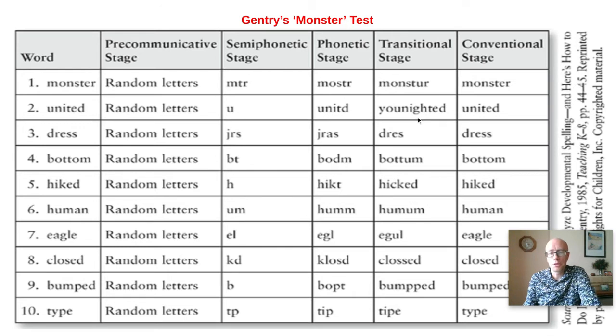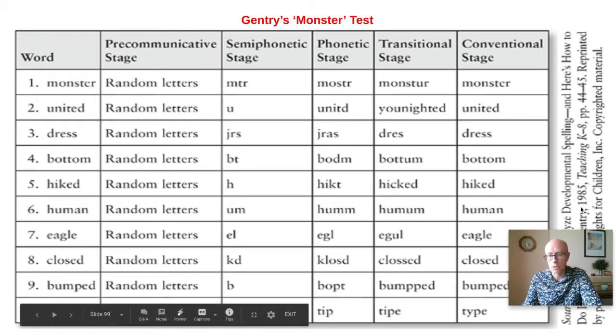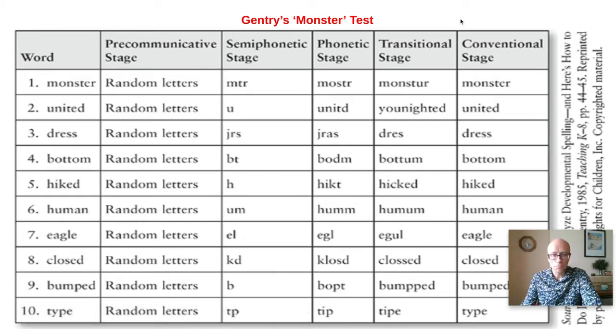Well, the parents should be celebrating there, because what this shows is this child is trying to use analogy. They've thought of the way that other words are spelled. They're seeing patterns and they're trying to apply those patterns. Now, of course, the child has done this in a non-standard way, but they ought to be congratulated for their creativity. It's a stage, right? And then finally, you've got the conventional stage there of united. So these are really interesting. All these 10 words demonstrate on this table how Gentry's stages might work.